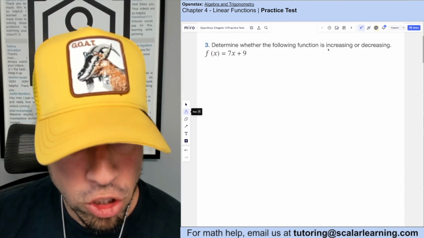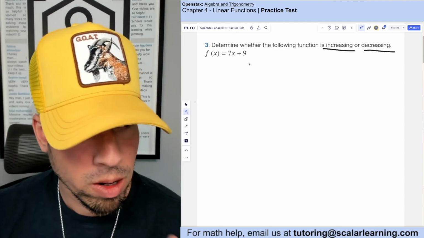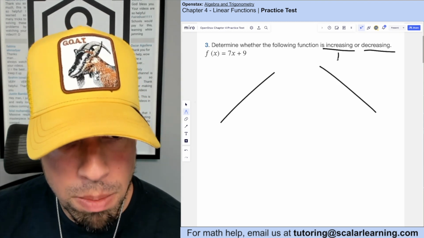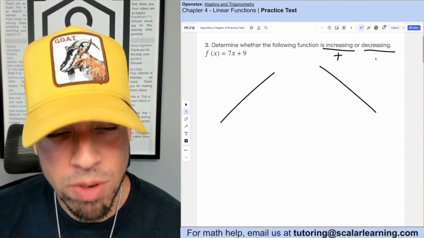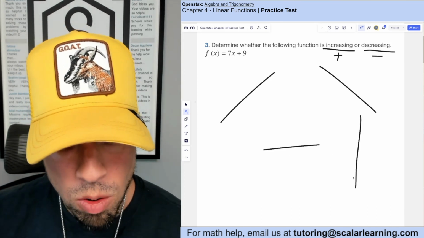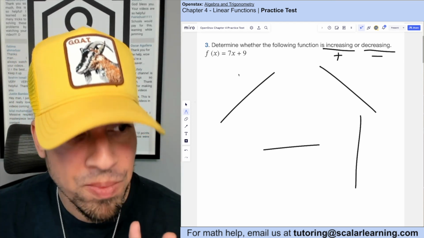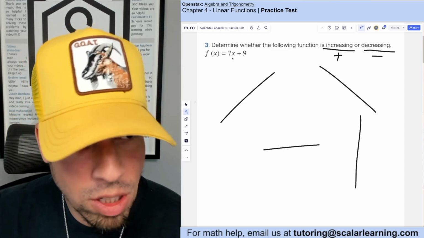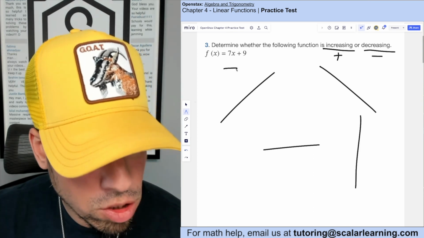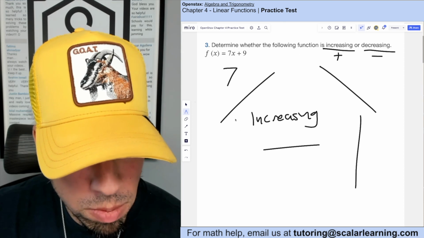Determine whether the following function is increasing or decreasing. Now, we know that this is a linear function, okay? A linear function either goes like this or like this. And increasing means a positive slope. A decreasing function means a negative slope. By the way, it could also be a flat line with a slope of 0 or a vertical line with an undefined slope. But we're just in these two categories, increasing or decreasing. So the question is, does this linear function have a positive or negative slope? The slope is next to the x. So it has a slope of 7, which is positive, which means this is increasing, boom, done.